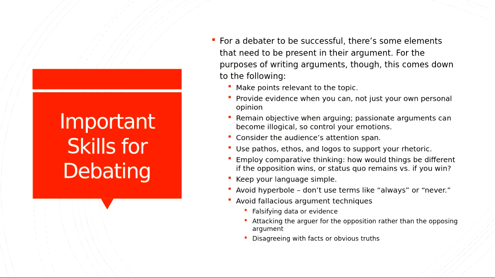All right, so let's talk about important skills for debating, and I picked out the ones that would apply to writing. For a debater to be successful, there are some elements that need to be present in their argument. The ones that I picked out here are, again, the most applicable to written arguments. So first off, make points relevant to the topic. Don't go off on any kind of tangents. Don't try to introduce evidence that makes no difference to the subject matter at all. Do not try to lawyer this.